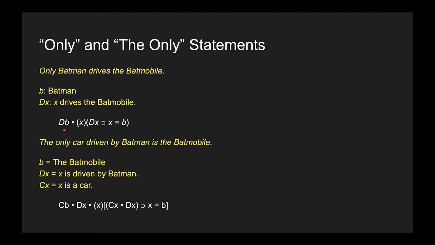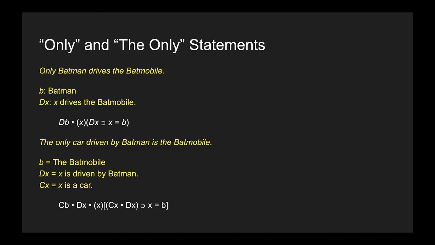So by contrast, let's look at the next example, what's known as a "the only" statement in English. And again, this is slightly different than the example given above, and I think you'll see why. So this statement says the only car driven by Batman is the Batmobile. So we have a couple of given predicates and objects here. Lowercase letter b is going to stand for the Batmobile, not Batman, but the Batmobile in this case. Let's let the one place predicate Dx stand for x is driven by Batman. I could have used a two place predicate there, something like Dxy, where x drives y, but that's a little extraneous for this case, so I just used a one place predicate there. And Cx, we'll let that stand for x is a car.